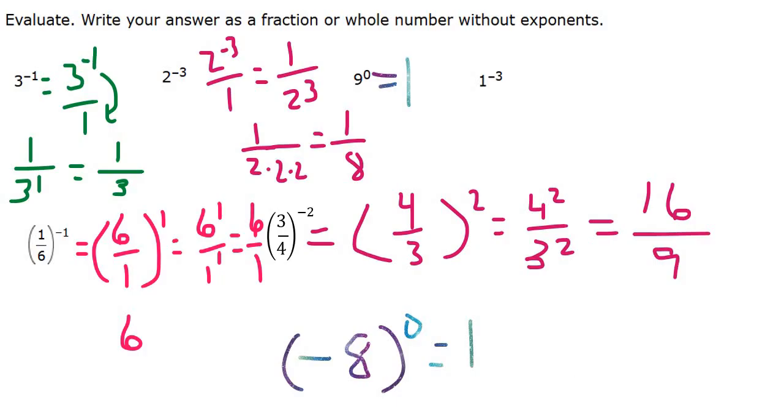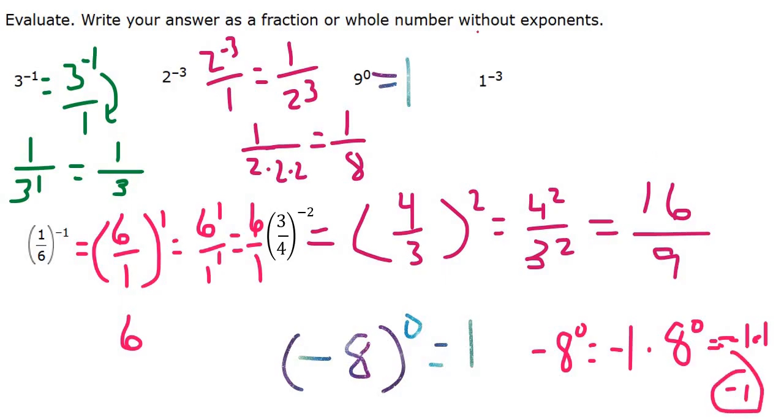As a side note, if it was negative 8 to the 0 power, no parentheses there, this is really the same thing as negative 1 times 8 to the 0 power, and that would be negative 1 times 1, which is negative 1. So just be aware of the difference between them. And don't be caught up when you see a negative 3 there when the base is a 1. That can easily trick us.